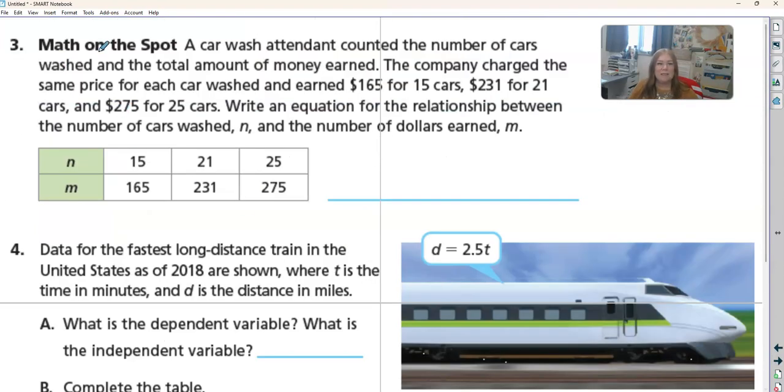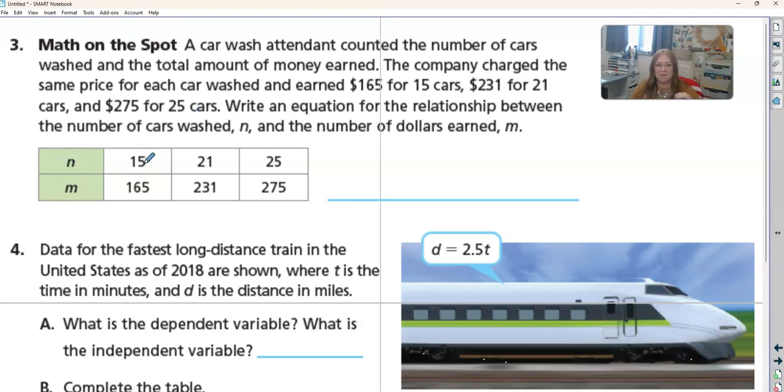Okay, number 3 says a car wash attendant counted the number of cars washed and the total amount of money earned. The company charged the same price for each car washed and earned $165 for 15 cars, $231 for 21 cars, and $275 for 25 cars. So we can see all of this here. Write an equation for the relationship between the number of cars washed and the dollars earned M.